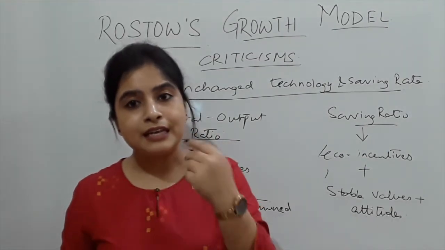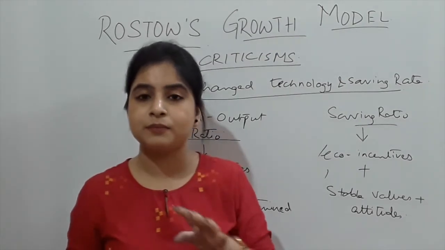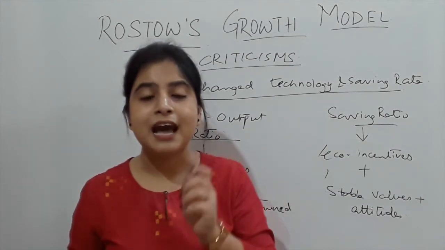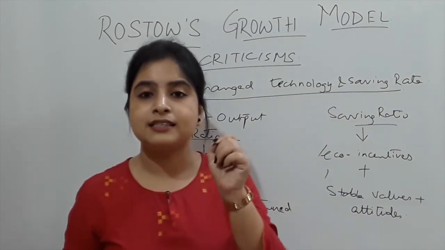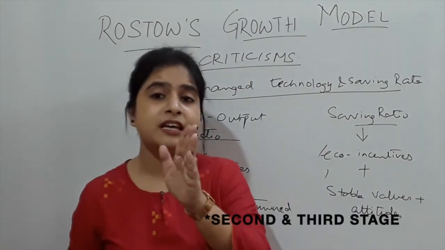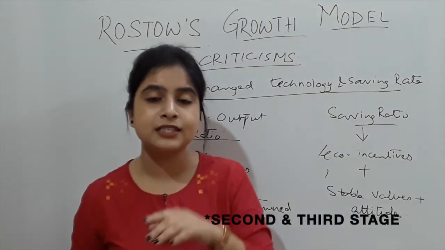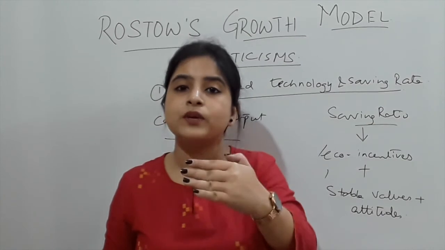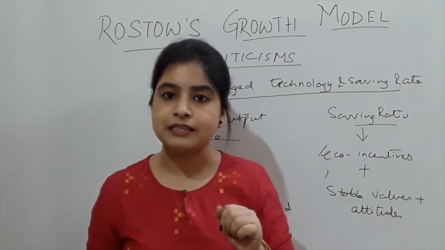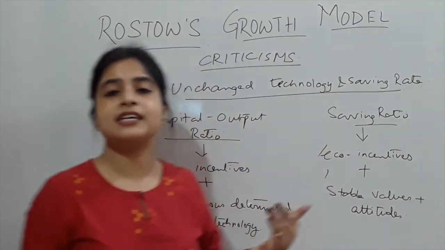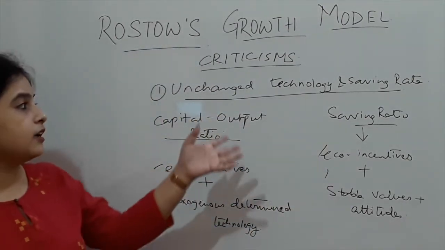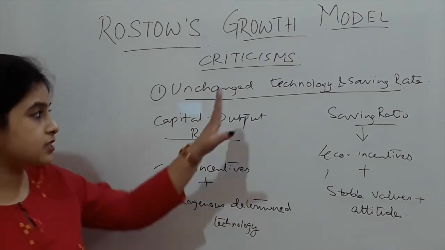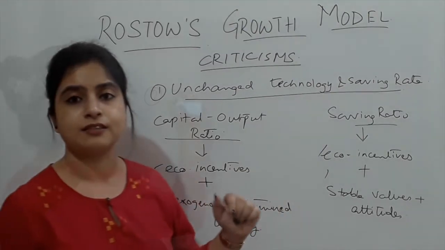However, in the starting of this session, I have given you a brief idea of these Rostow stages of growth, where he has exclusively determined the saving ratio and the capital output ratio. Even in the third stage as well as in the fourth stage, he has given the cutoff or the threshold level up to which the saving ratio has to increase. So this is very difficult to capture, although Rostow has mentioned it in his theory. Right? So this is the first criticism. Let's move to the second criticism.